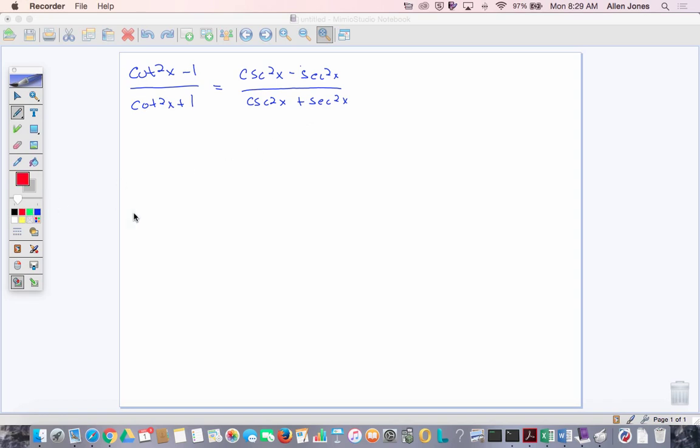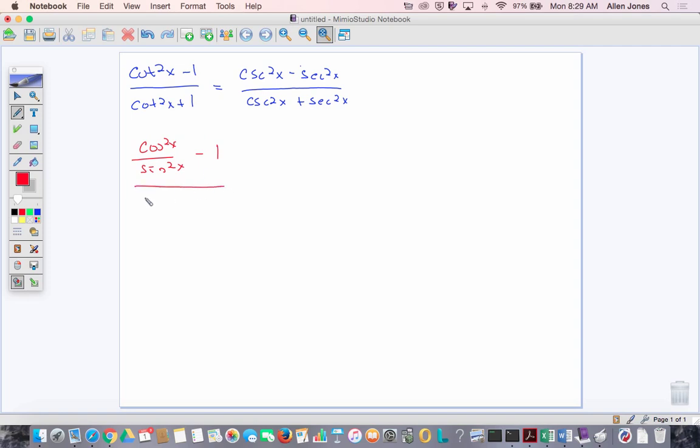So let's start here, and we can pick either side to work on. I'm going to start to work on the left-hand side. I'm going to change cotangent squared to be cosine squared over sine squared. I'll leave the 1 for right now. And I'll change the cotangent squared in the denominator also to be cosine squared over sine squared plus 1.